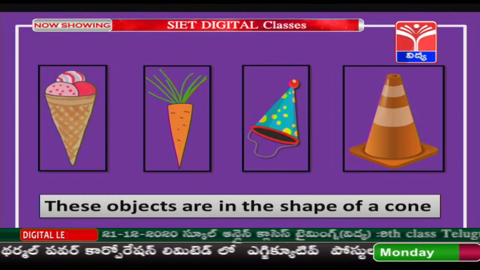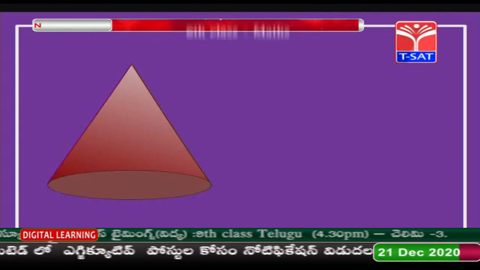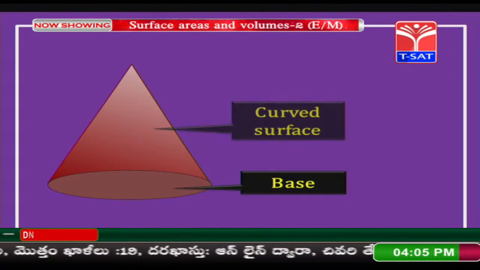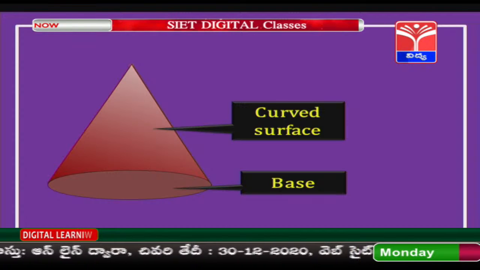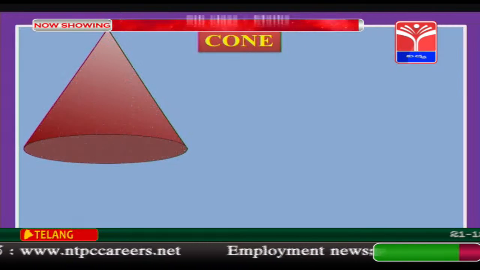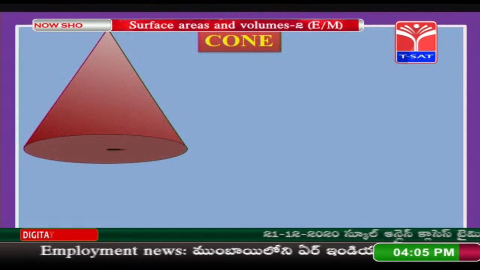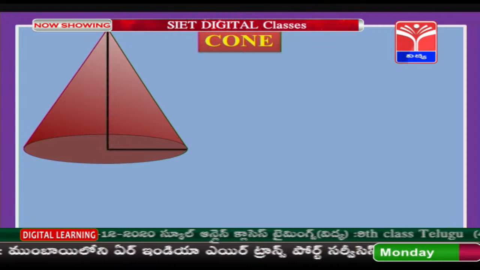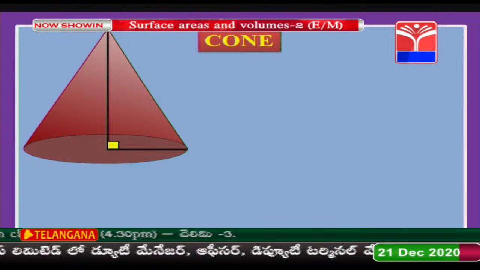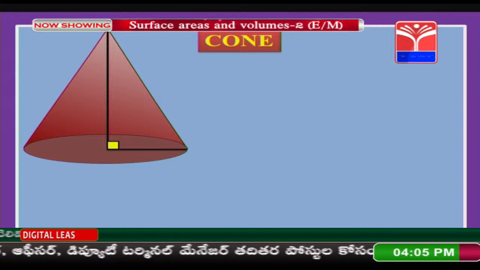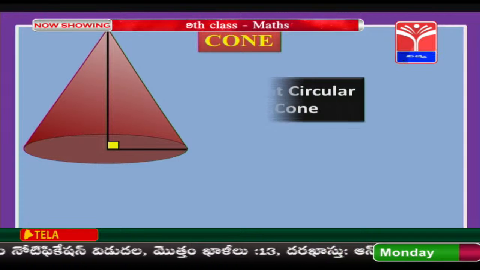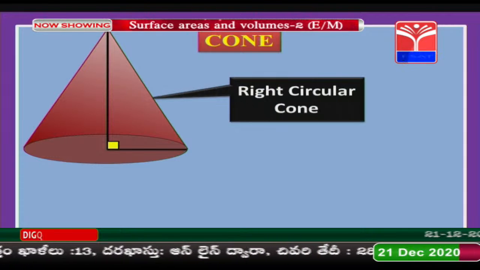Now, children, we will learn more about cone. Take a look at this cone, children. Yes, here is the circular part, we call it a base. Then we have a curved surface, and later on there is a point which we call the vertex of the cone. So, let us consider the cone again. This is the radius, the line joining the center and any point on the circumference of the base, and also we have seen a perpendicular drawn from the vertex to the center of the cone. Now, such a figure we call a right circular cone.